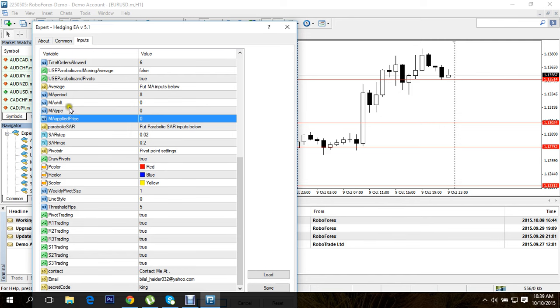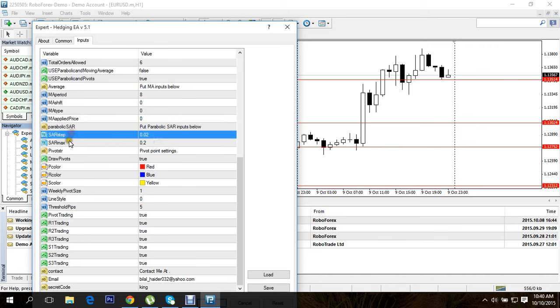And also for this applied price, 0 for close price, I guess 1 is for open, and so on. You can find that also. It is there actually in the old document of the older version of this expert advisor, which you can find on my website. Okay, the next variables are for parabolic SAR.